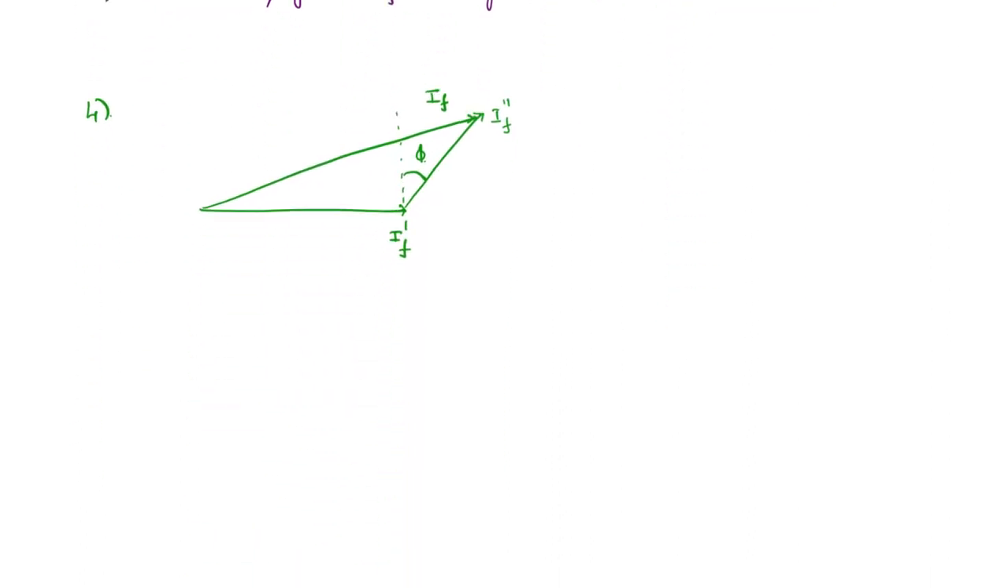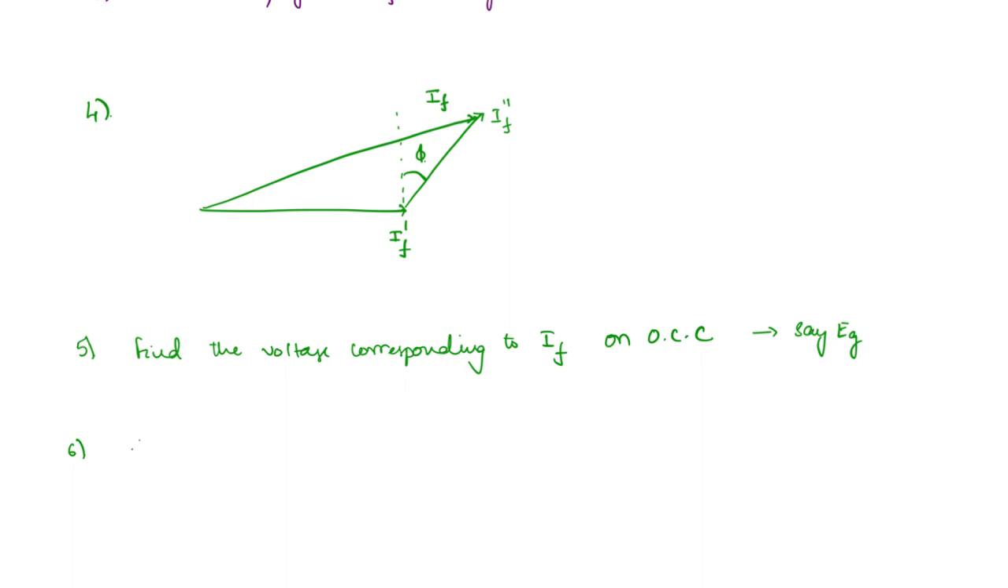So we can write the fifth step: find the voltage corresponding to the field current IF on the open circuit curve. Let us say this is EG. Now finally you can find the percentage voltage regulation as EG minus the full load or rated voltage, divided by the full load voltage, into 100, which will give you the voltage regulation in percentage.